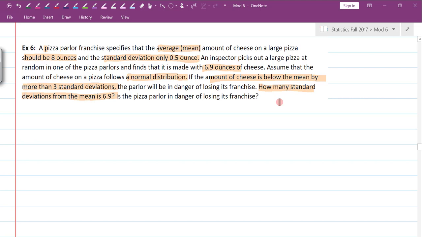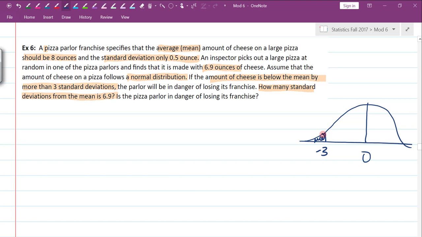So what this means is I just simply need to standardize the value, okay? I need to calculate the z, because if I know the z, think about it like this. We have a distribution, right? We have the mean at 0. It says if the amount of cheese is below the mean by more than 3 standard deviations, so below negative 3, so if it's in here, I'm in danger of losing my franchise.